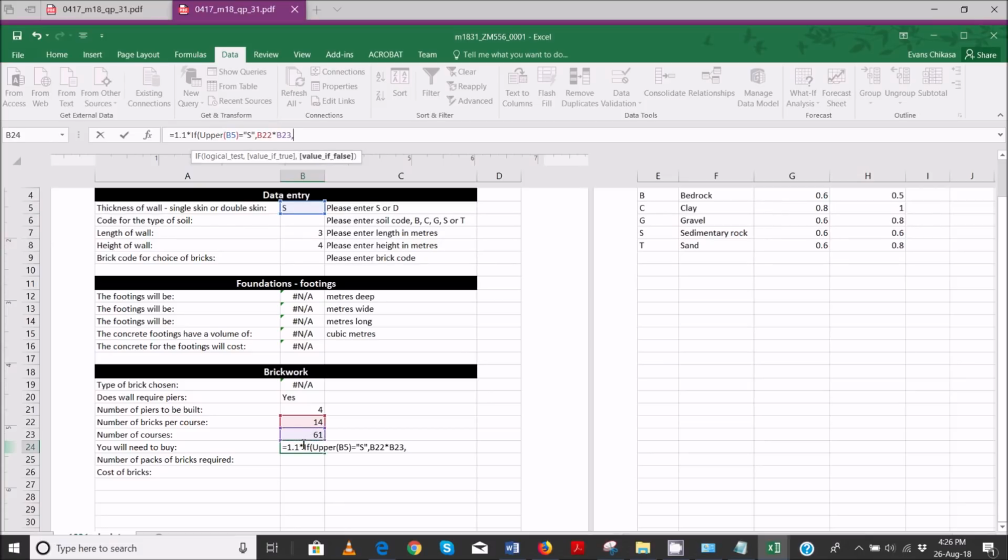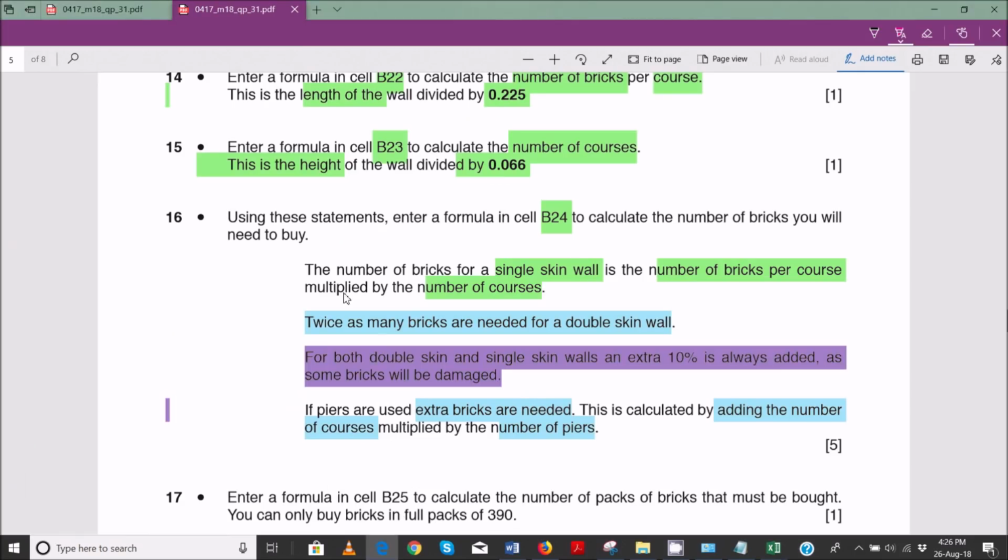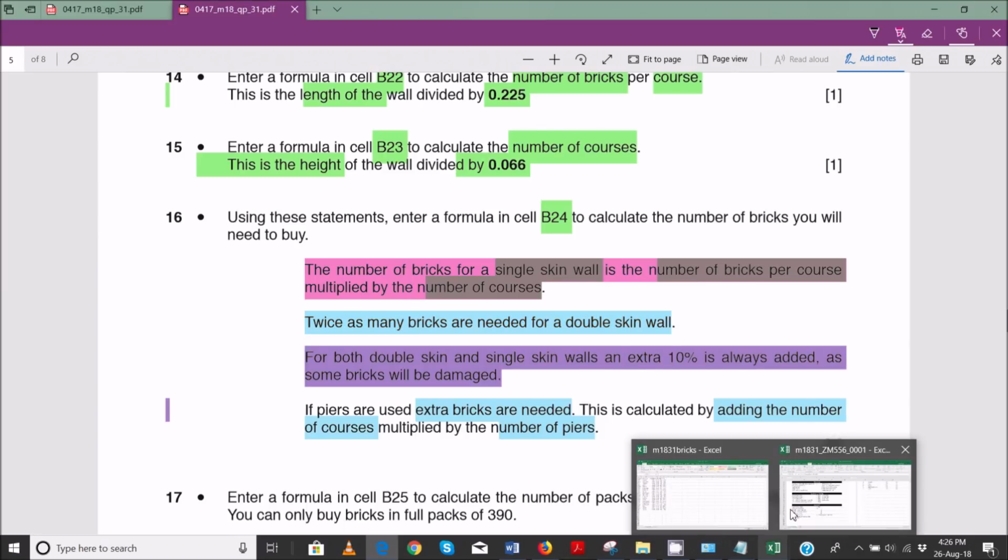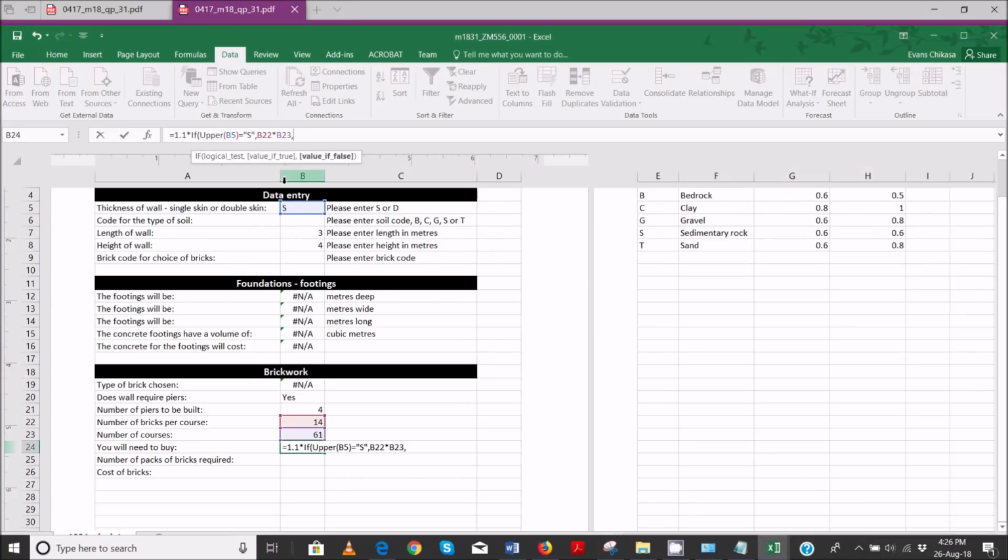Okay, so if it is not needed, let's come here. So we are done with this one. But we are told about this one. It says twice as many bricks are needed for a double skin wall. So for a double skin wall, twice as many bricks are needed.